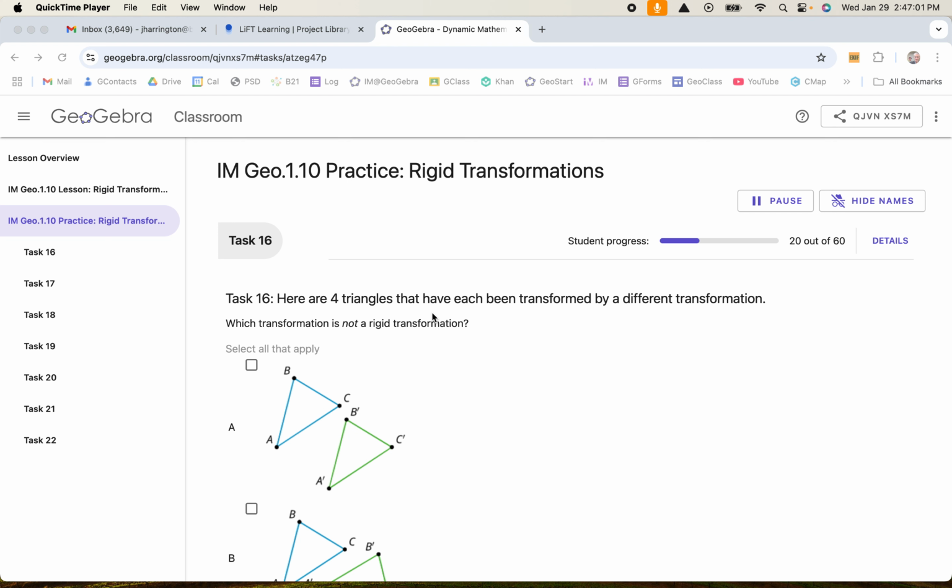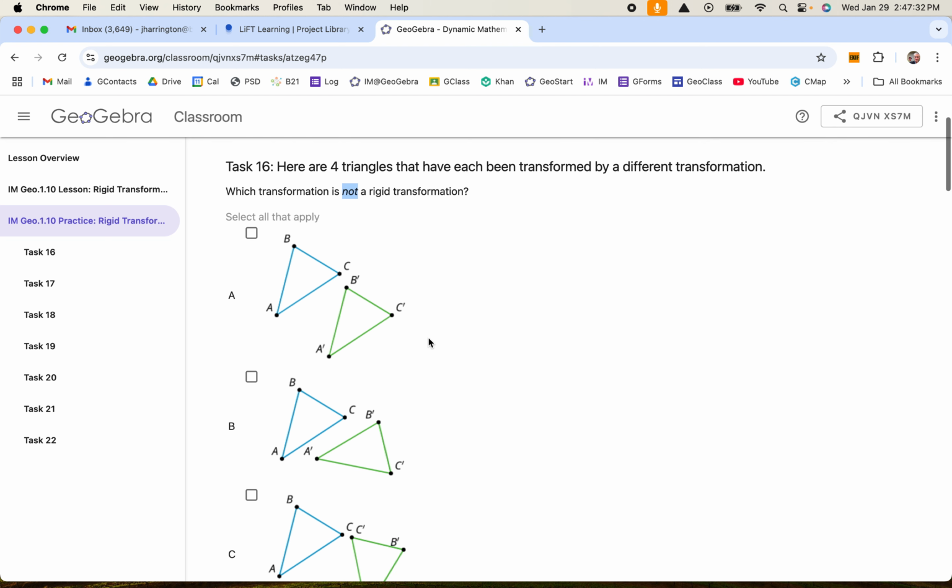All right, so task 16 says, here are 4 triangles that have each been transformed by a different transformation. Now remember, we're focused here on rigid transformations. Rigid is the opposite of flexible, so that means that the shapes are not allowed to change shape or size. Which transformation is not a rigid transformation?